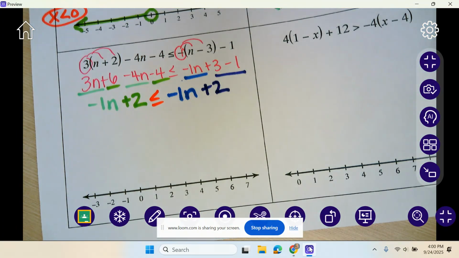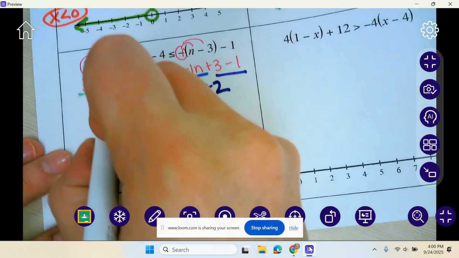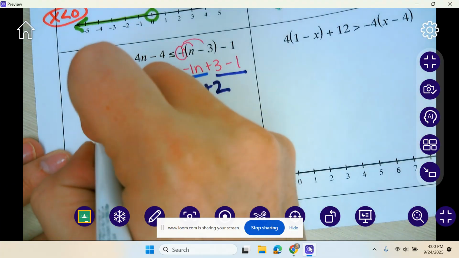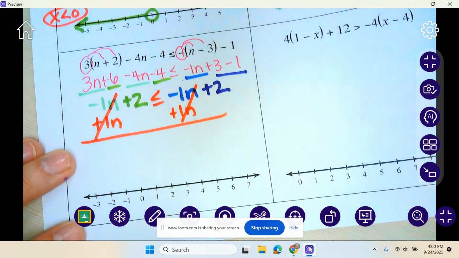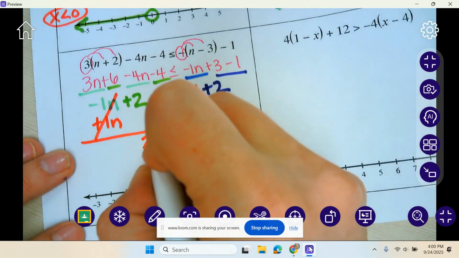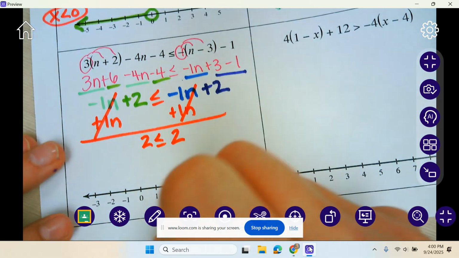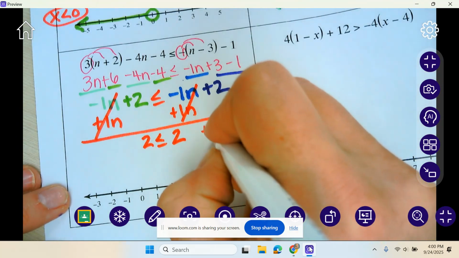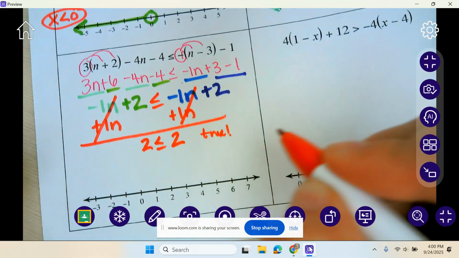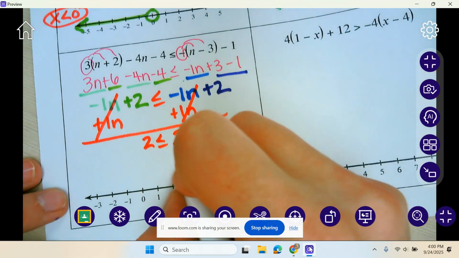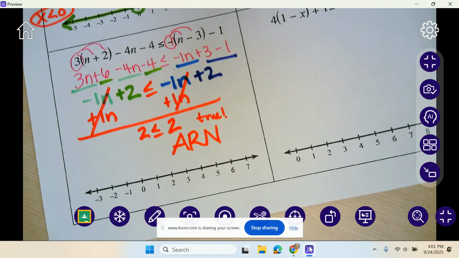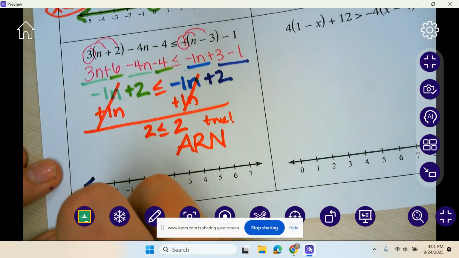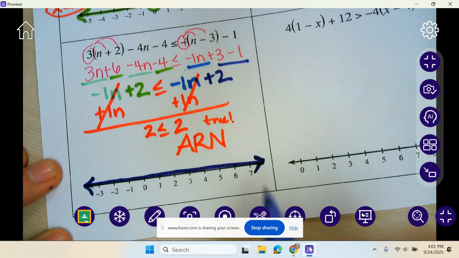All right, so next up is move the variable. So I'm going to take away the 1n, so I do plus 1n. Cancel, cancel. So I'm left with 2 is greater than or equal to 2. So this is a true statement. 2 is greater than or equal to 2. So my answer is all real numbers. So to graph all real numbers, you're just going to go over the entire number line.